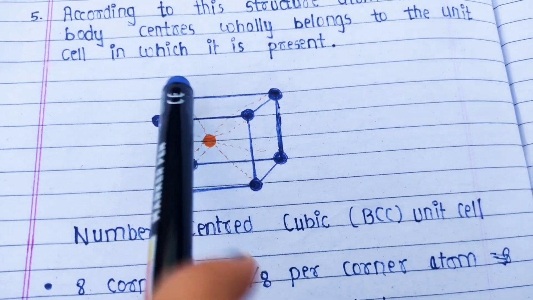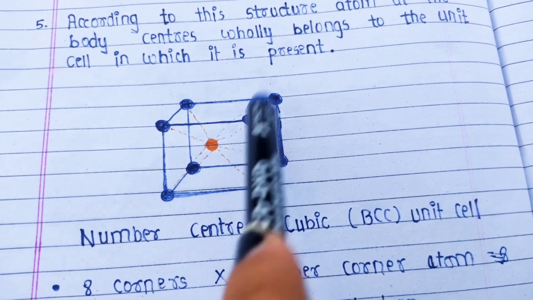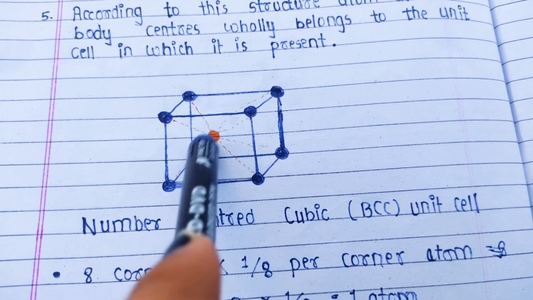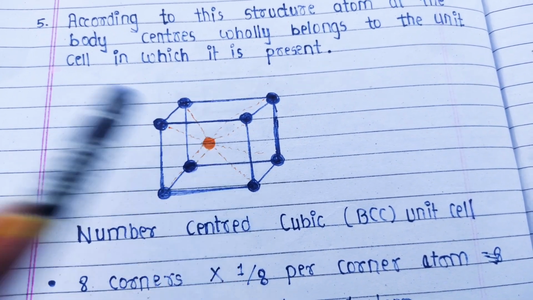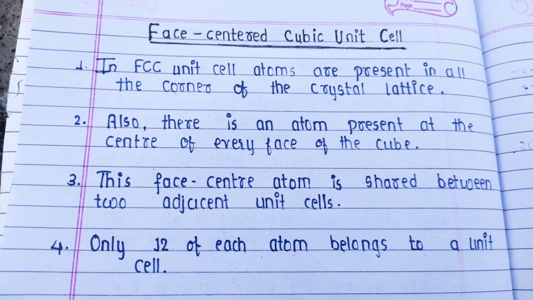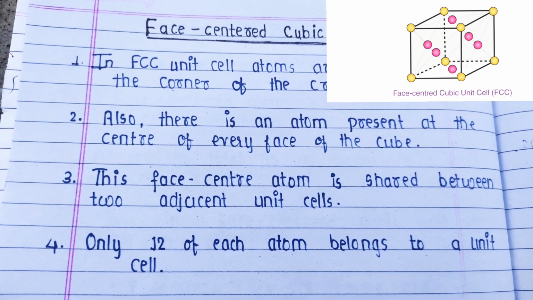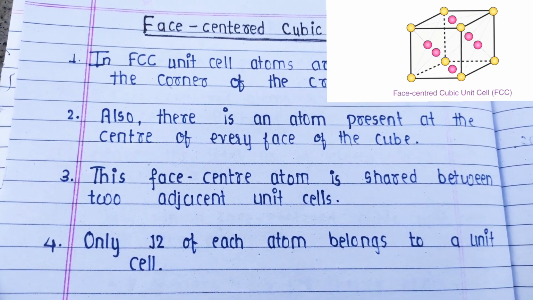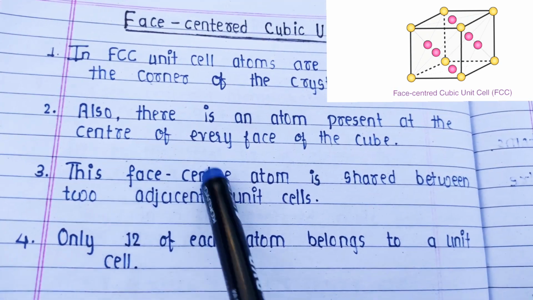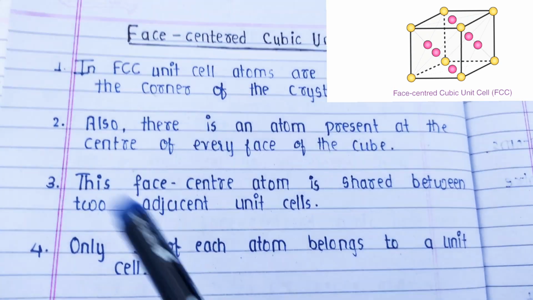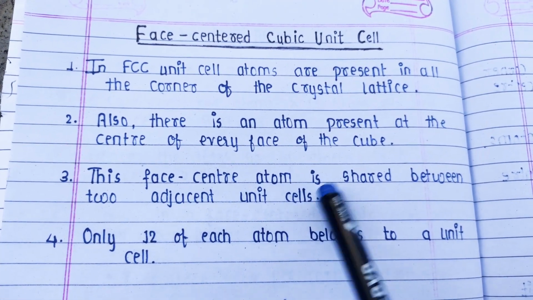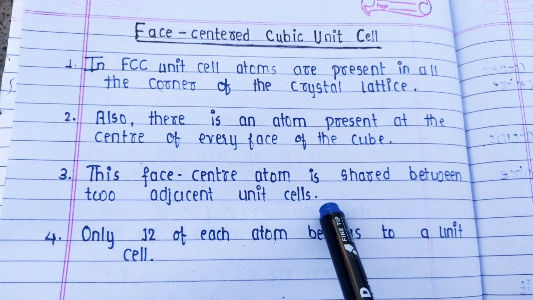In this structure, as you can see, there are 1, 2, 3, 4, 5, 6, 7, 8 atoms at the corners and 1 atom present at the center of the structure. Last one is the face-centered cubic unit cell. In FCC unit cells, atoms are present at all the corners of the crystal lattice. Also, there is an atom present at the center of every face of the cube. In the structure, I will show the face. This face center atom is shared between 2 adjacent unit cells.